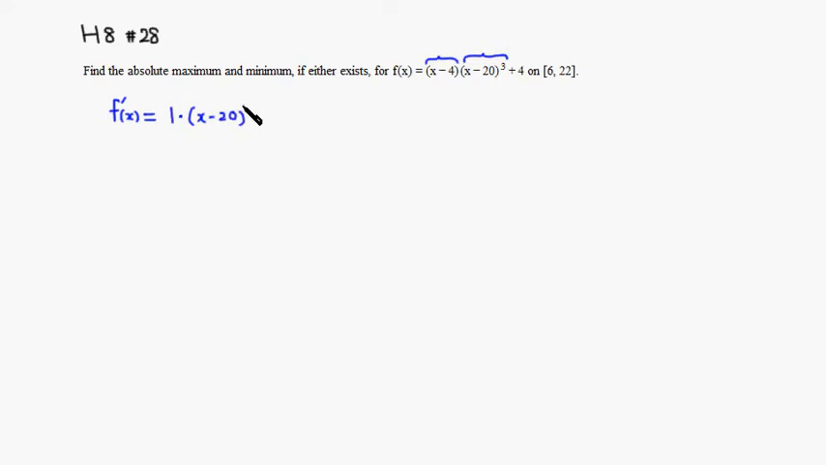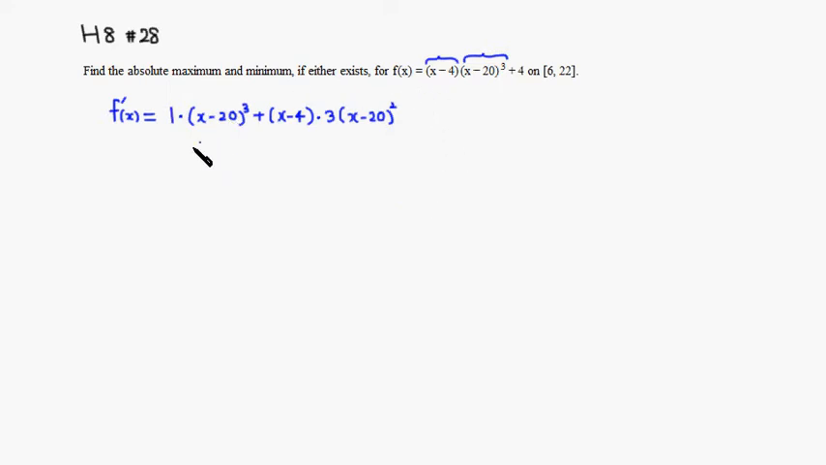raised to the third power plus first guy x minus 4, multiplied by the derivative of the second guy. So you have a 3 in front, keep the same quantity x minus 20, subtract 1 from the power, so it's 2, multiply by the derivative inside, which is going to be 1 anyway. Then the derivative of 4 is 0, so I'm not going to write anything down.